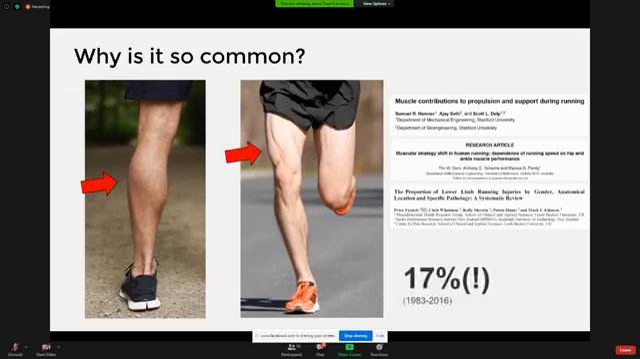Why is it so common? And why did we pick this as the first specific injury presentation? Well, from 1983 to 2016, 17% of all running-related injuries that have been recorded have been patellofemoral pain syndrome, or patellofemoral pain as it's now called. The syndrome was actually dropped a couple of years ago because they felt like they finally had enough information to stop calling it a syndrome, which, in medicine, is just a collection of symptoms that are associated and we don't know what's going on. So now we actually do kind of know what's going on.